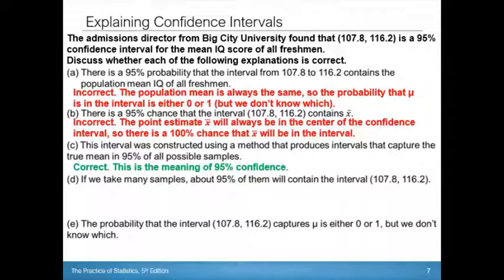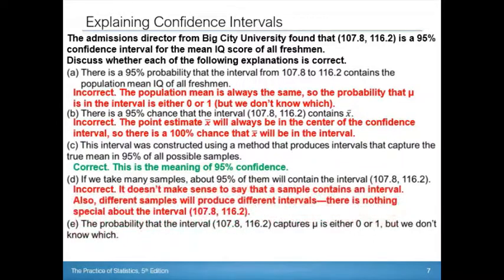All right, D. If we take many samples, about 95% of them will contain the interval 107.8 to 116.2. So this is false. There's nothing special about our actual sample here, the sample that we got that created that confidence interval. No, it's not going to contain that. Different samples will obviously have different X bars and as a result, different confidence intervals. So nothing special about that confidence interval.